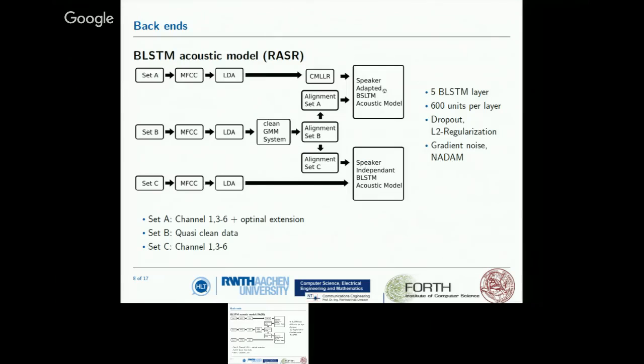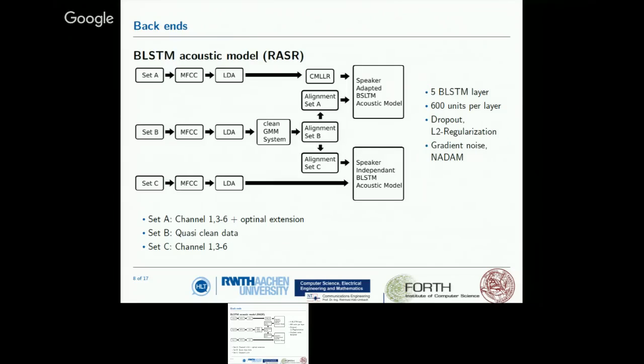This is basically the training pipeline for our back end, which was the focus of our investigations for the system combination. I think it's a fairly straightforward pipeline. In the first stage, we trained a GMM-HMM on the clean data, or I would call it quasi-clean data. So it's channel 0 of the real data and the Wall Street Journal data. We used that to get the alignments for all the other channels and the processed data. It was more a system design choice, because we trained a lot of systems and this just made it easier and faster.